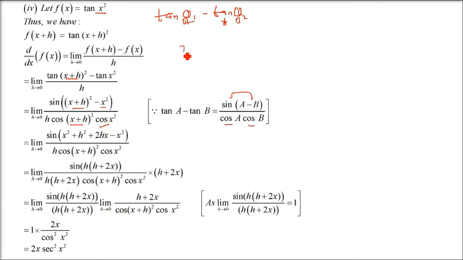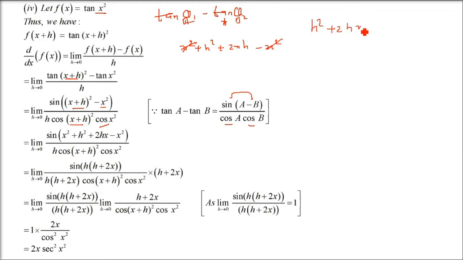What about this (x plus h) whole square? It will be x square plus h square plus 2xh. And here we have minus x square. X square cancelled, you have h square plus 2xh inside sine. So inside sine you have h square plus 2hx.